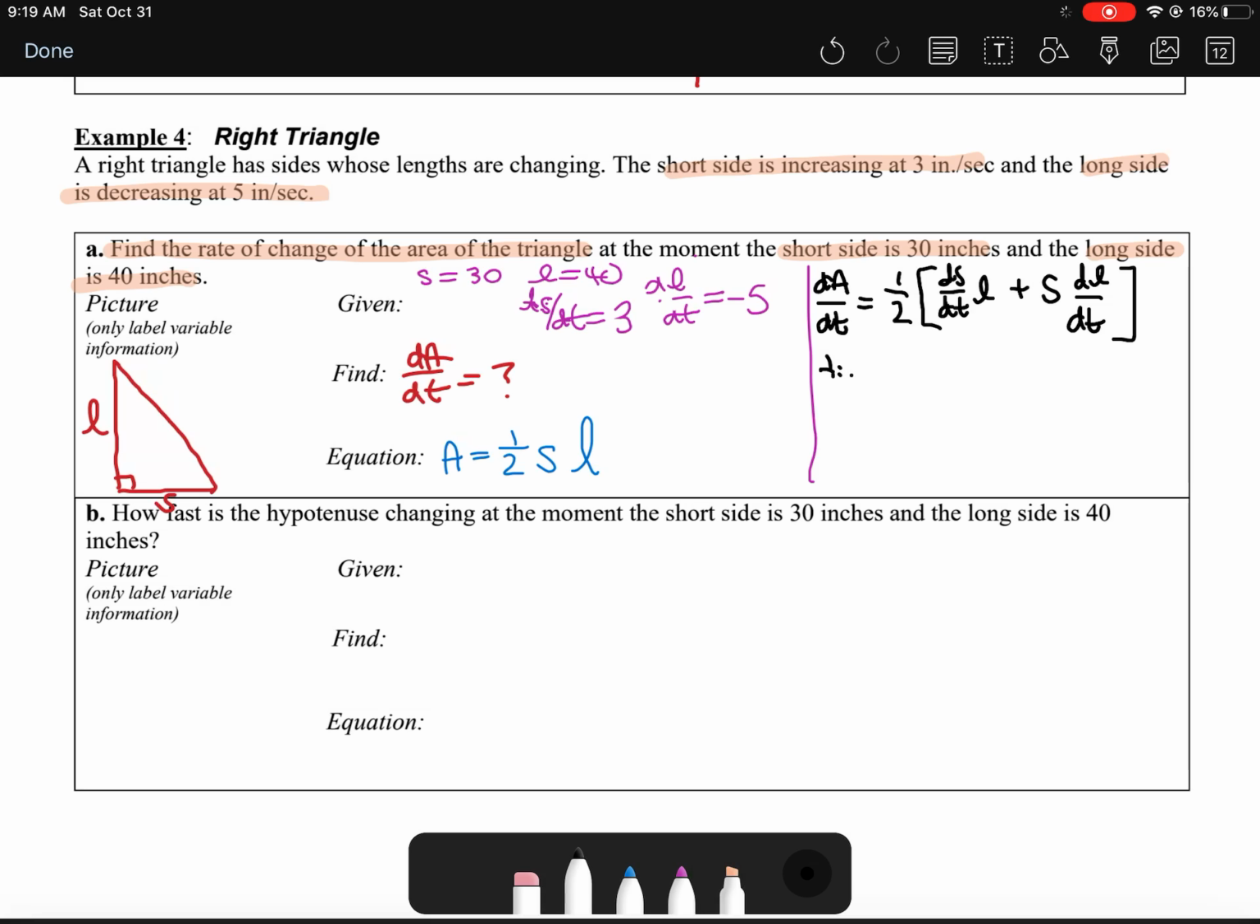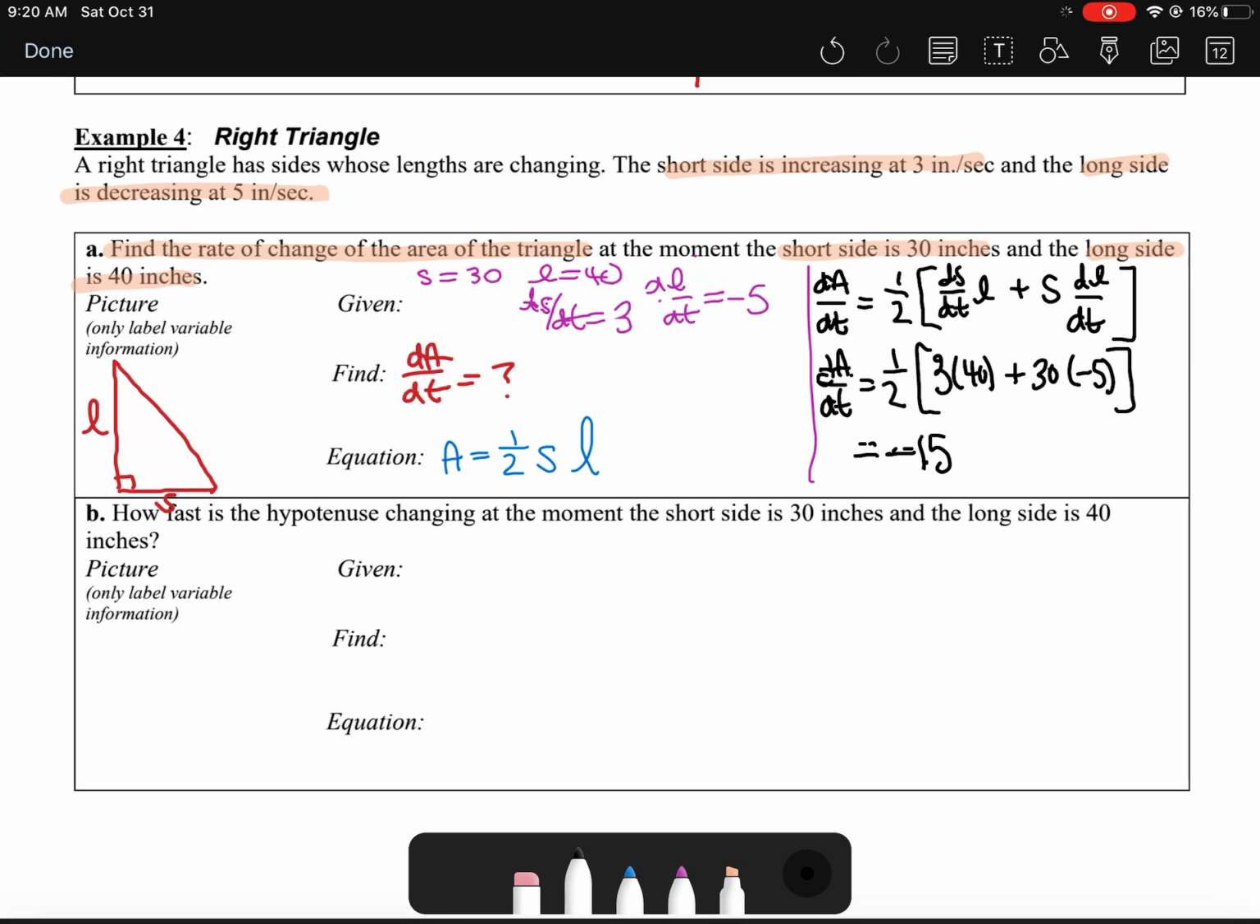So again, I'm trying to find dA/dt, so 1/2. So dS/dt is 3, L is 40, plus S is 30, times dL/dt is -5. Okay, well, plugging that all in, and this is why I do the 1/2, because it's just easier for mental math. So I have 120 plus a -150, so that gives me -30 times 1/2, which gives me -15.